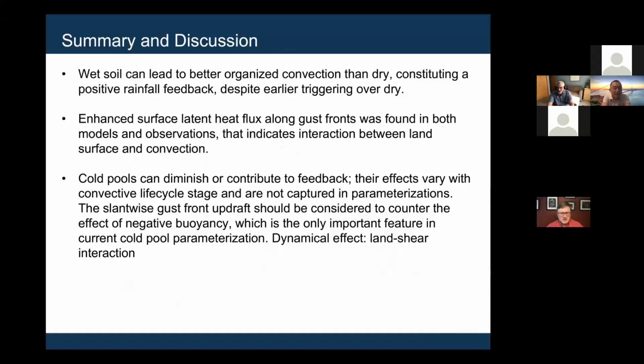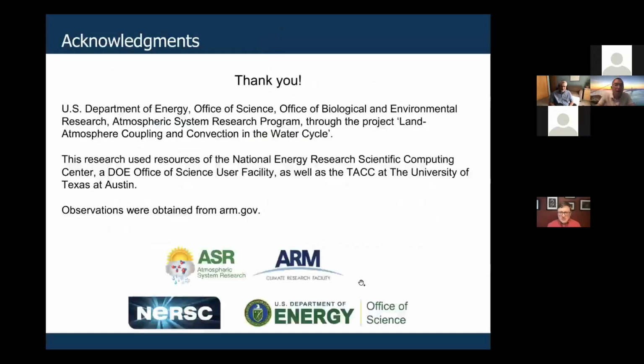Specifically, the slantwise gas front updraft should be considered to counter the effect of negative buoyancy, which is the only important feature in current corpus parameterizations. Perhaps the dynamical effect, such as the land shear interaction, should be more illustrated. Next, please. Thank you.